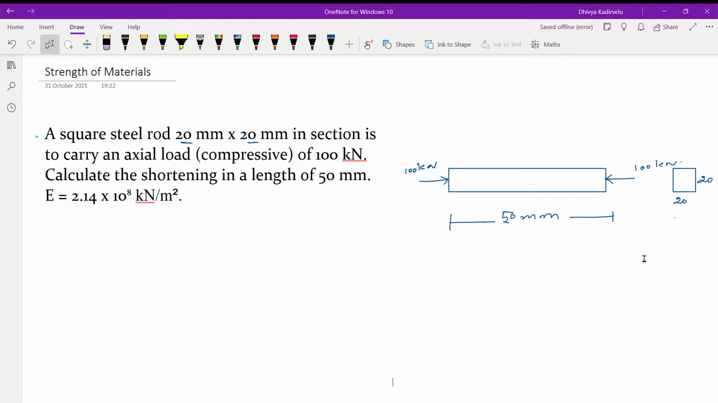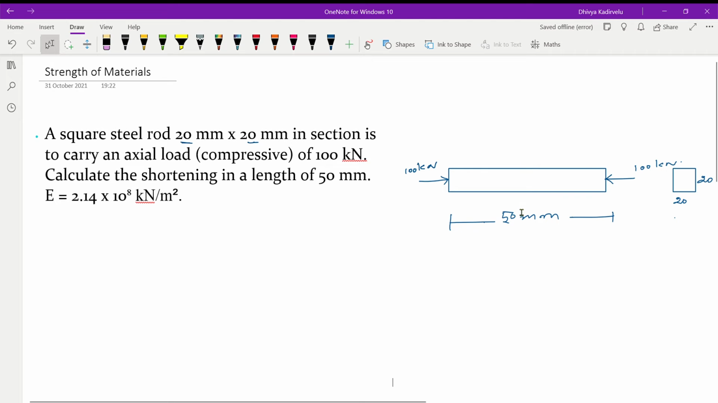So here today in this video we will try to solve a question which is based on the concept of stress and strain. Right. So the question here is: a square steel rod 20 mm by 20 mm in cross section is to carry an axial compressive load of 100 kilonewton. Calculate the shortening in a length of 50 mm. E is equal to 2.14 into 10 power 8 kilonewton per meter square.